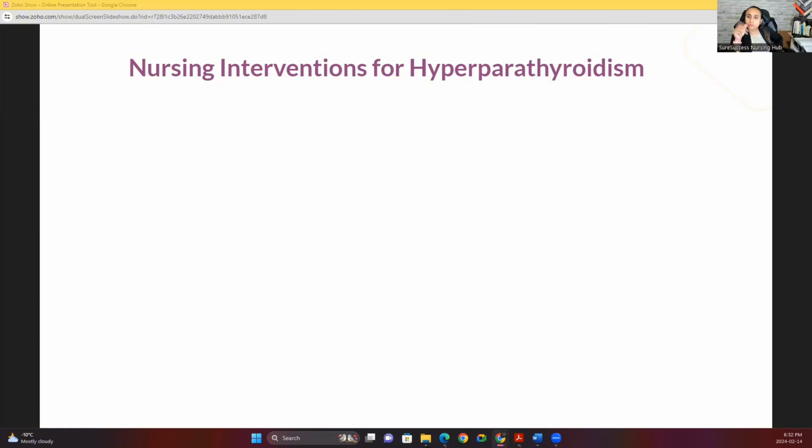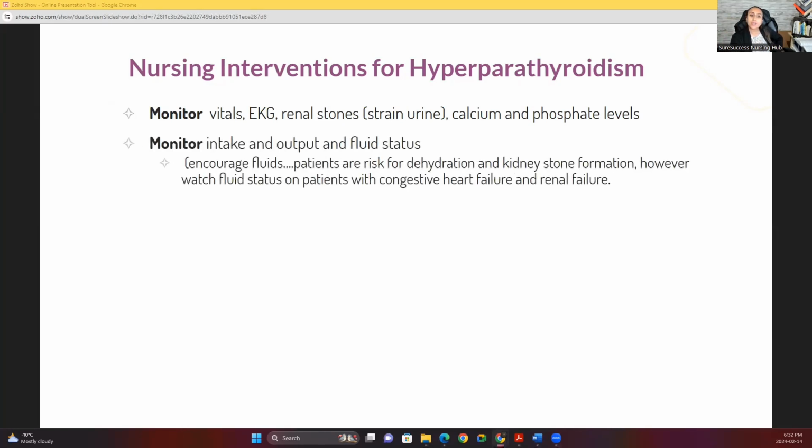Why? Because everything will be out. And if I have stones, then I will give the thiazide diuretics. In case you have stones, give it to them. But for the rest of the hypercalcemia, give the loop diuretics. It will remove everything. Monitor ECG, renal stones, calcium, phosphate level, every single thing. Intake and output and fluid status, because the patient is at risk of developing dehydration and kidney stones.